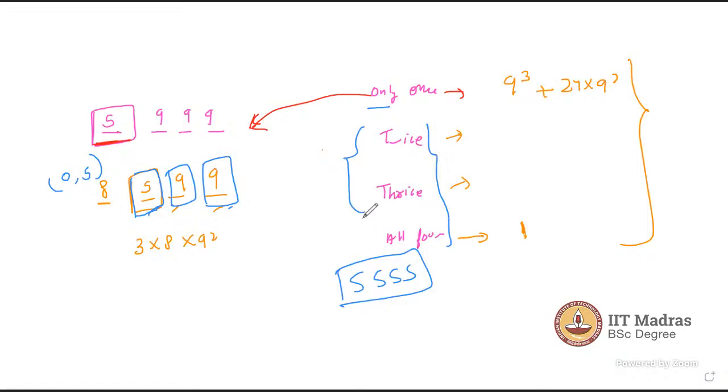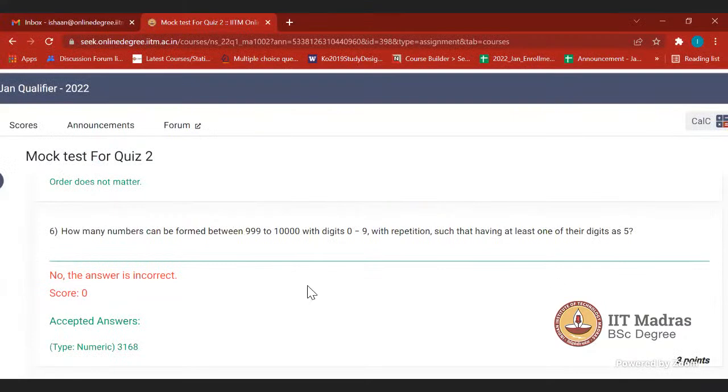Yes, because at least once means it can appear 1 time, 2 times, 3 times, or all 4 times. Yes, sir. So the better way is the one you mentioned at the first. Yeah, that's the easiest and quickest way to approach. Got it. Thank you. Okay.